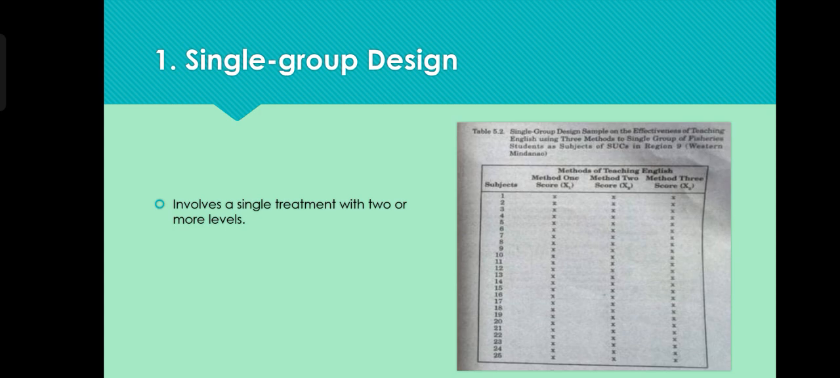Using three methods, usual na ginagamit na statistical tools is F-test and ANOVA sa pagdedetermine ng significant difference. So in this study, pagka mayroong significant difference, nagkakaiba yung nakuha ng students na ginagamitan ng three methods of teaching English. Pag wala naman significant difference, meaning yung mga nakuha nila doon ay magkakaparehas lamang.